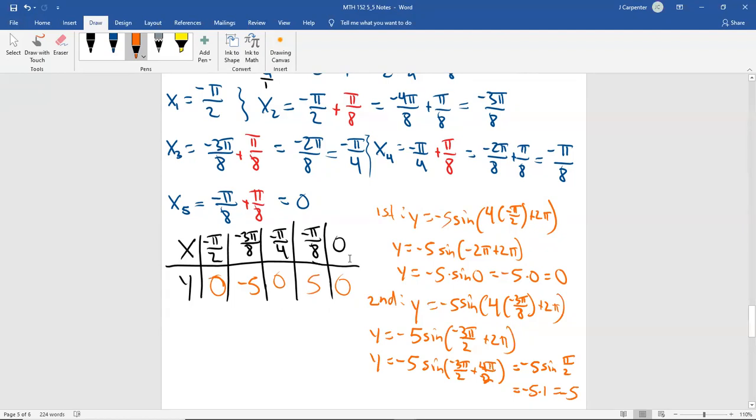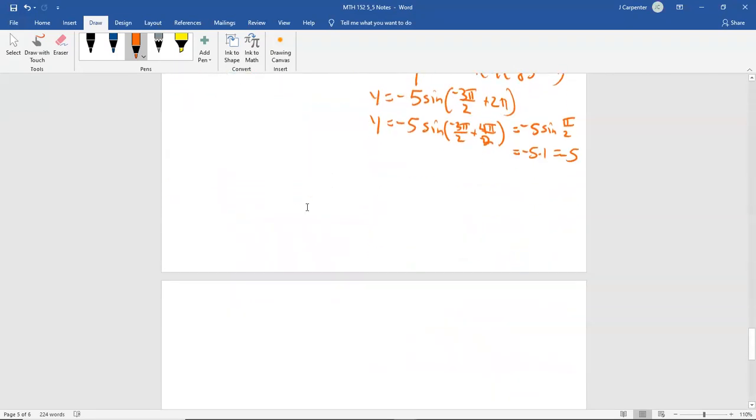All right, with our last 10 minutes remaining, let's develop the cosine graph.